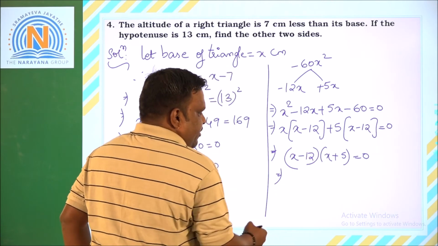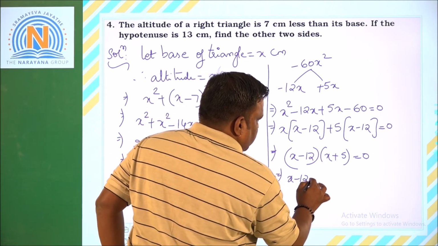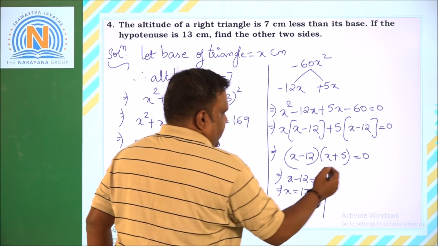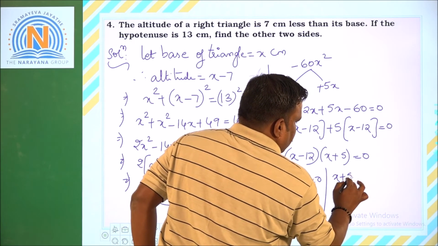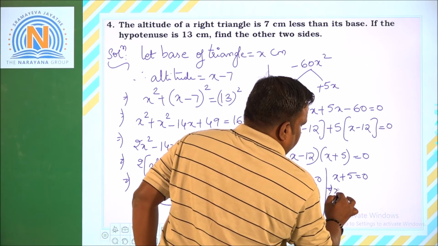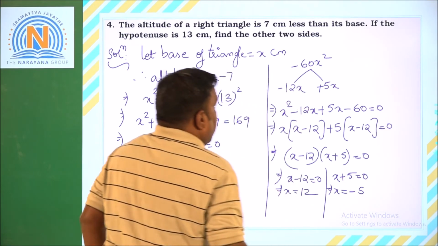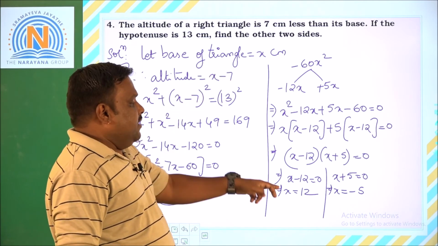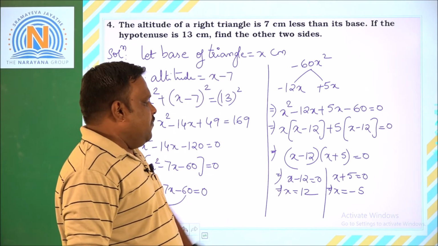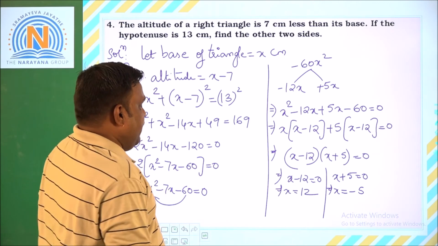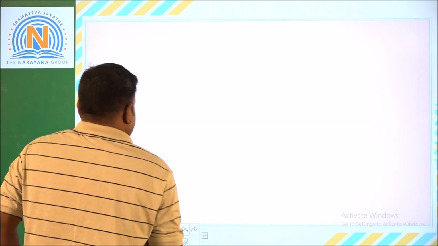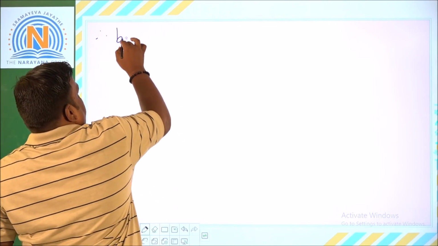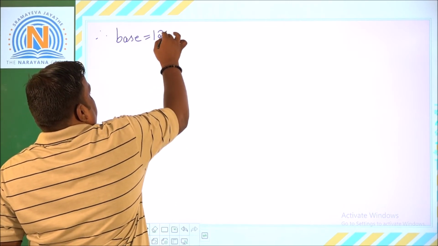On equating individually, x minus 12 equal to 0, from this x is equal to 12. And when you take the second term, x plus 5 equal to 0, from this x is equal to minus 5. But what is x here? We took the base of the triangle, so it is a side. Side can't be negative. Therefore we consider x as a positive value only. Therefore the base we got is 12 centimeters.